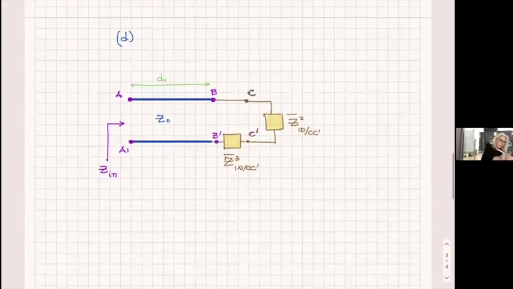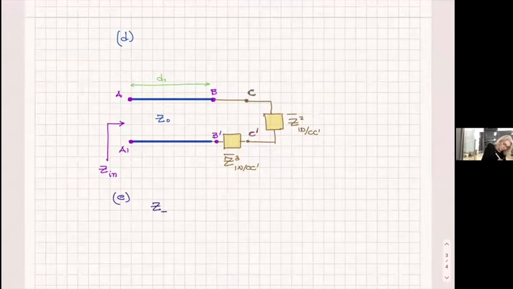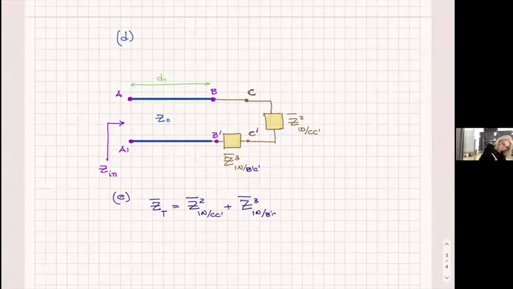So E, as part E of my solution, is to find the total of these two. So practically, I will find ZT, which is Z2 input at CC prime plus Z3 input at, this is B prime C prime, sorry. B prime C prime. So, and that is B prime C prime. I will sum them up and find this impedance from these two.